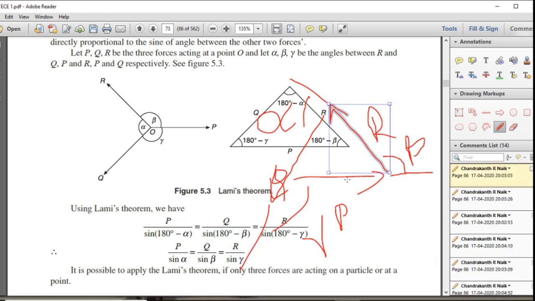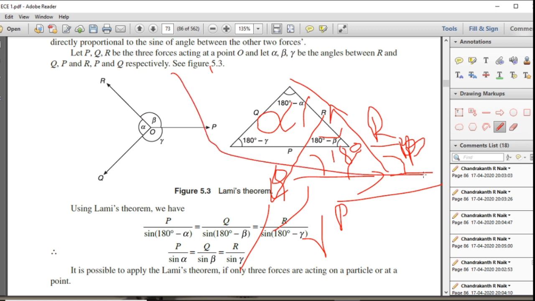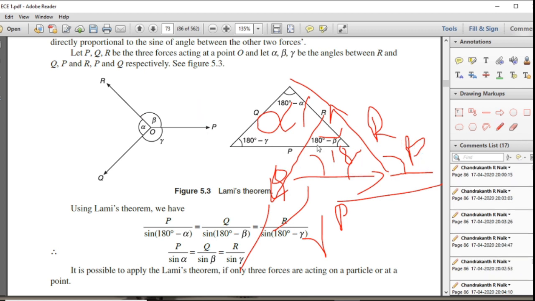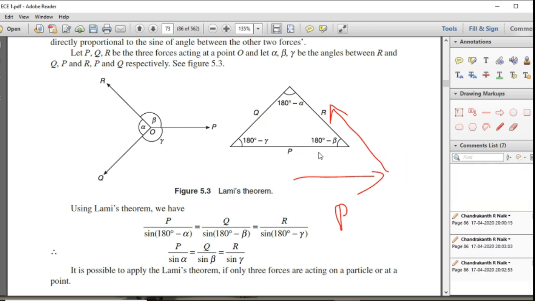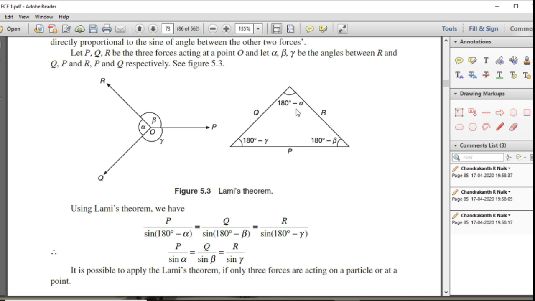Now we have to find the inner angles of this triangle. In the figure, if this is beta, then since the full line of P is a straight line of 180 degrees, the inner angle is 180 degrees minus beta. The author has written it in a simplified way. So the inner angles are 180 degrees minus beta, 180 degrees minus alpha, and 180 degrees minus gamma.